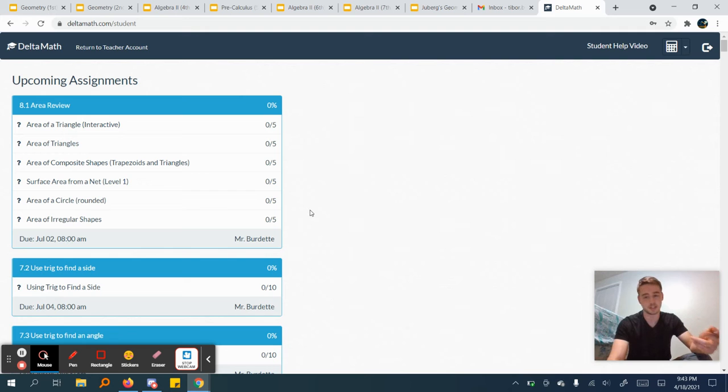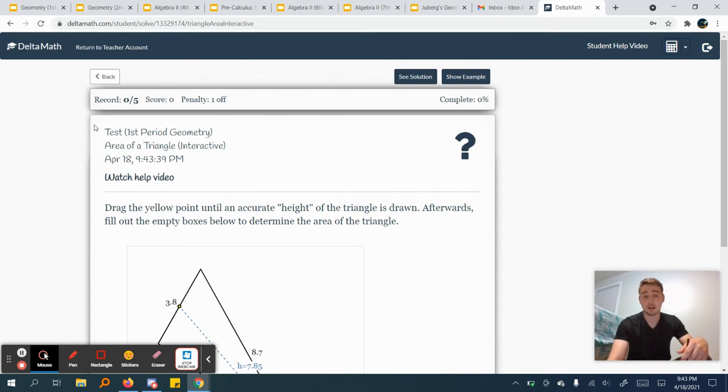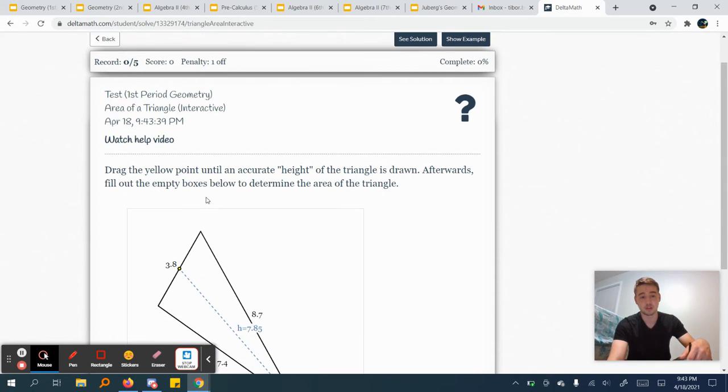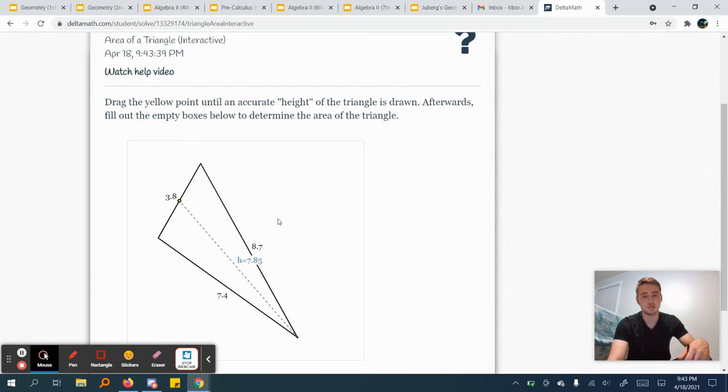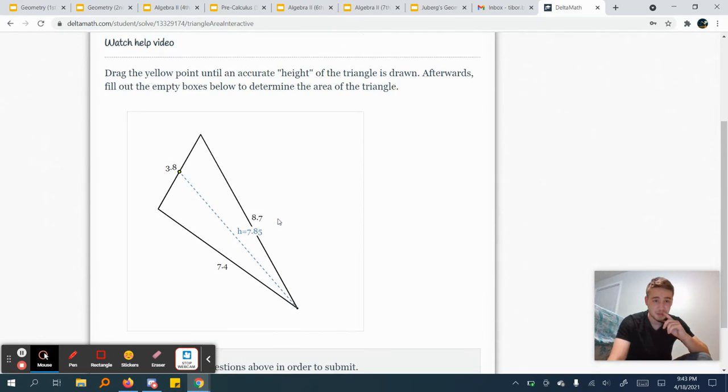This week there's only one assignment, so let's just take a look at it now. We're going to begin with area of a triangle interactive. We're going to drag the yellow point till an accurate height of the triangle is drawn. Afterwards, we are going to fill out the empty boxes to determine the area of the triangle.